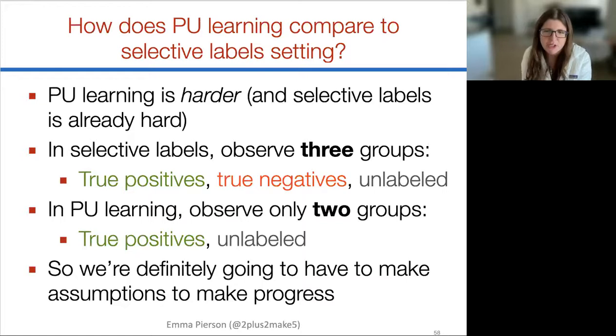Well, in the selective labels setting, you observe true positives, true negatives, and unlabeled. For the people who are tested, you know whether they're positive or negative, so you observe both true positives and true negatives. And then the people who are untested are unlabeled. In contrast, in PU learning, you observe only two groups: the true positives and the unlabeled. So selective labels is hard, and this is harder. We're definitely going to have to make some assumptions to make any progress.